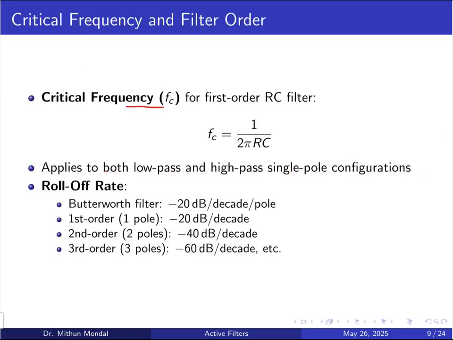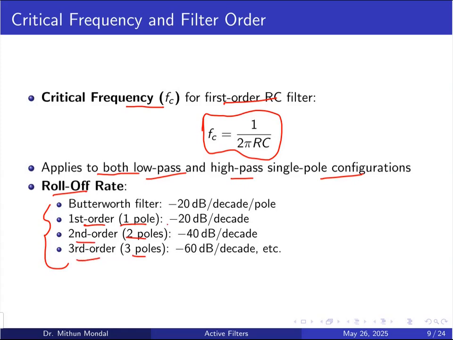The critical frequency, which decides the frequency response, the pass band and stop band of the first order RC filter, is basically given by 1 by 2 pi RC, and it applies to both the low pass as well as high pass single pole configuration. Now if you have more poles, you can have a greater roll-off rate. So here 1 pole, 2 pole and 3 pole are given, which decide the order of the circuit. Then you have minus 20, minus 40, minus 60 decibel per decade as compared to the single pole, which is minus 20 decibel per decade.